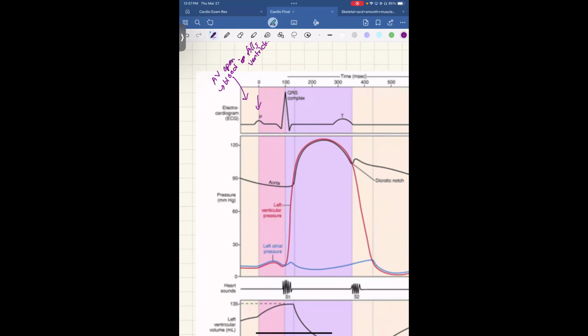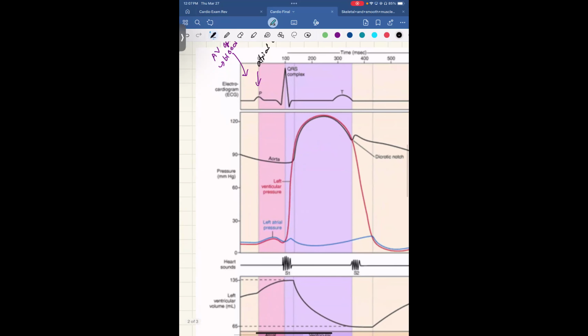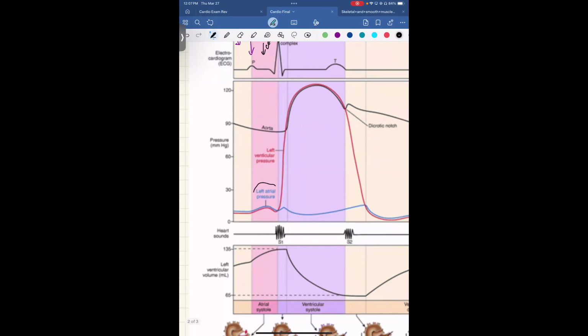Then you have this P wave. What does that mean? Atrial depolarization. So what happens when you have atrial depolarization? Atria will contract. Is that okay, Susanna? On board? Yeah, makes sense. Okay. So over here, atria contracts. We see that here, like the pressure increases. It's like the last squeeze that they do to put blood inside the ventricles.